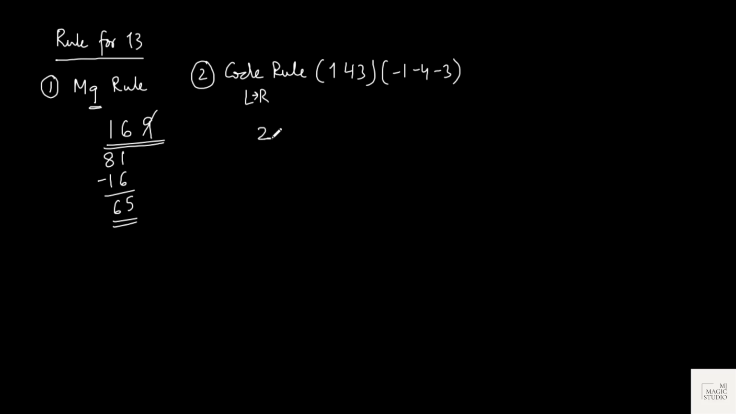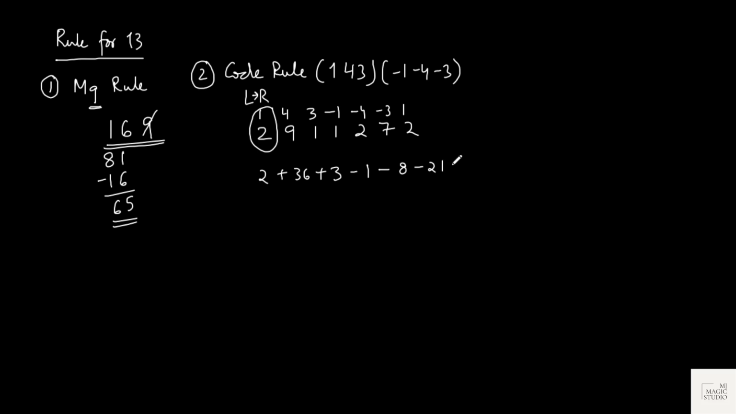Let me take a number 2911272. Let's use this code from left to right on top of these digits one after another. 1, 4, 3, then alter sign -1, -4, -3, then alter sign 1 and stop. Now we need to multiply this and then add up. 2 plus 36 plus 3, -1, -8, -3, into 7 is 21, and then plus 2. So 29, 30, you're left with 6 and 5, 11 plus 2 is 13.